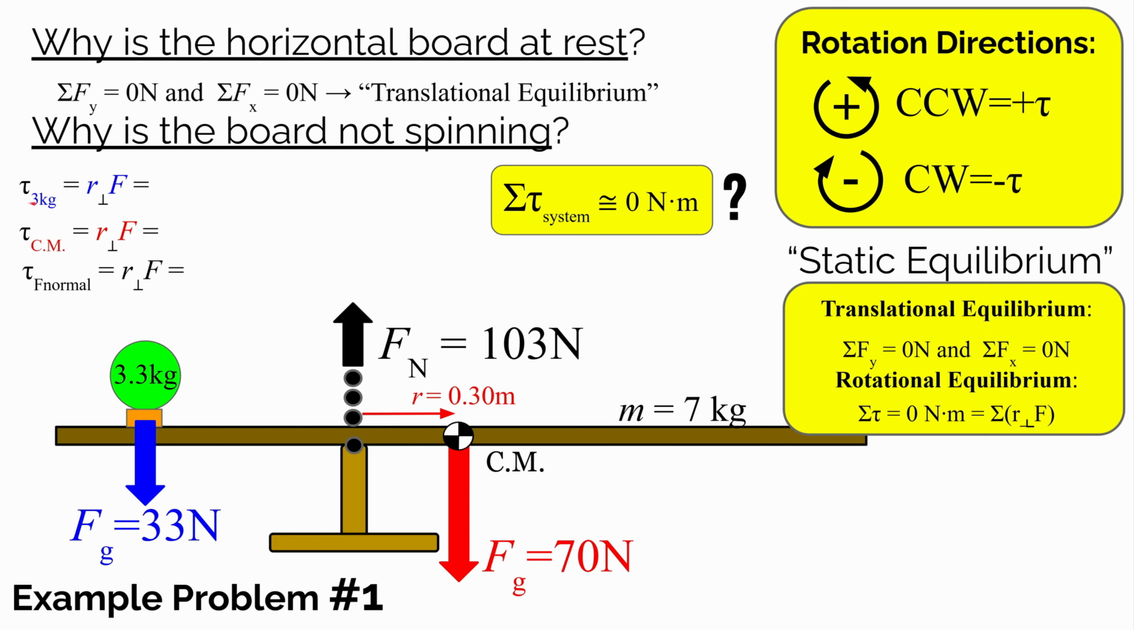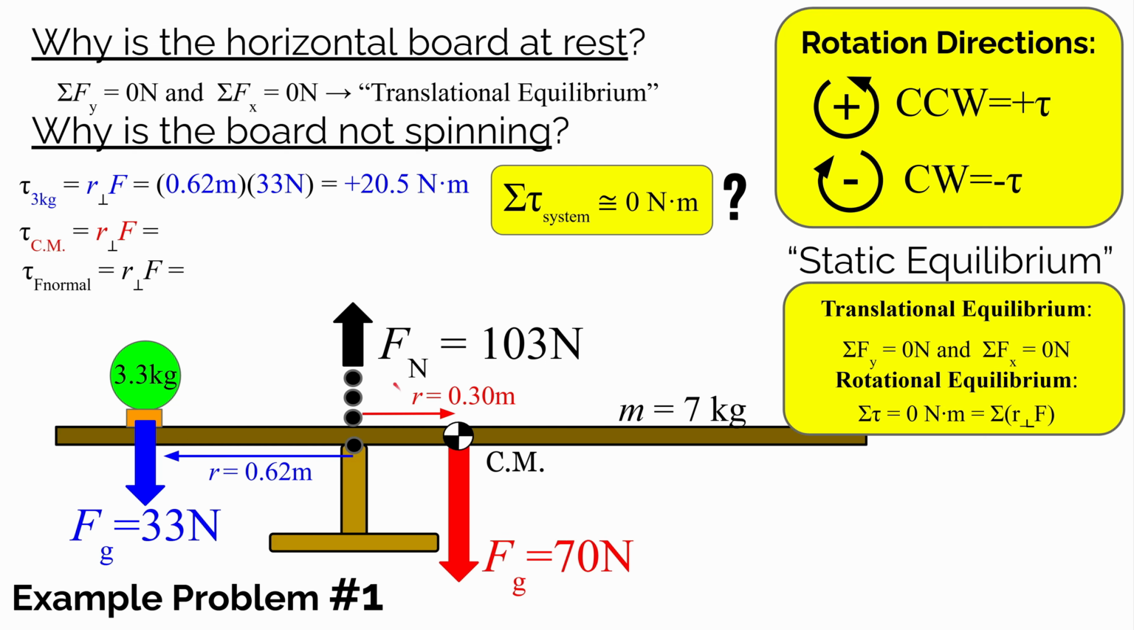So let's start with the torque exerted by that 3.3 kilogram mass. Well, it's the radial distance, remember that's 0.62 meters, times the size of the force. So it's going to be 0.62 meters times 33 newtons, and we can just multiply these two things together because they're perpendicular, the radial distance and the force, so it's r times F, as long as they're perpendicular, and we get 20.5 newton meters.